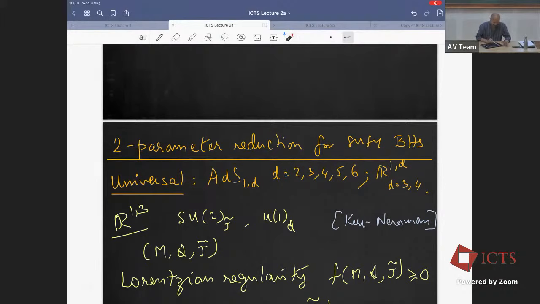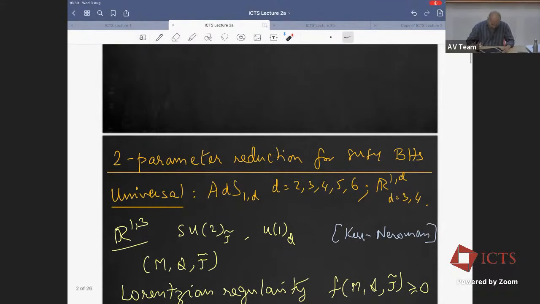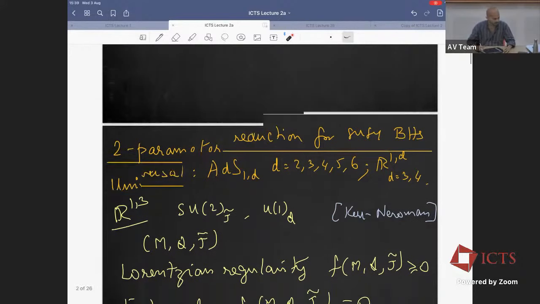So the statement is that there's a two parameter reduction for supersymmetric black holes. And this is a universal statement. It holds for AdS7, 6, 5, 4, and 3, and R4 and R5, all in Lorentzian signature. All of these admit supersymmetric black holes. These are the cases that we know. And this statement is completely universal. So I don't know of a universal proof. Case by case, it's true. So I'm just going to run through it very quickly.